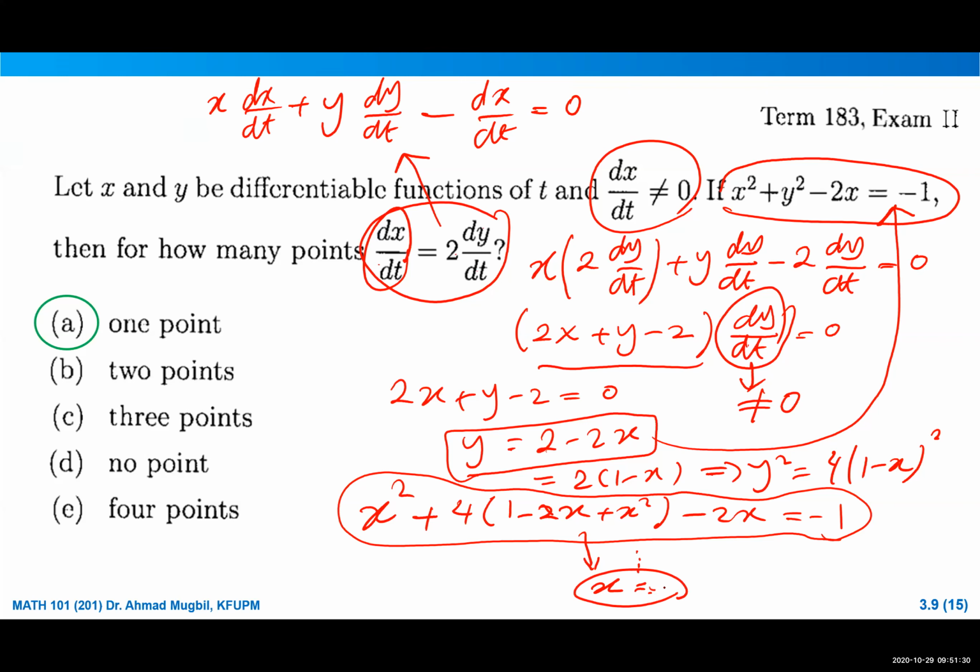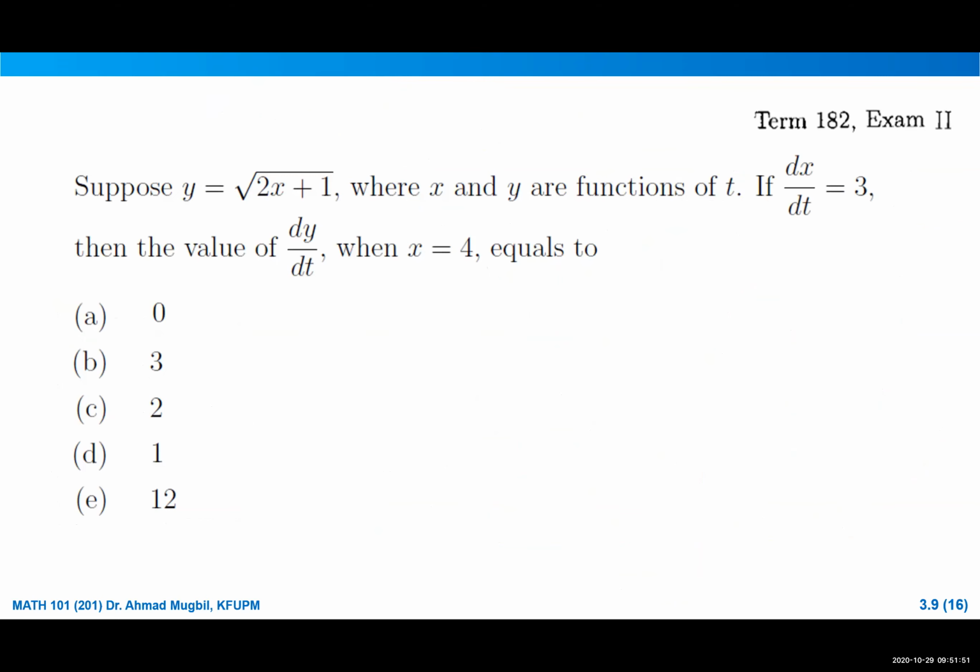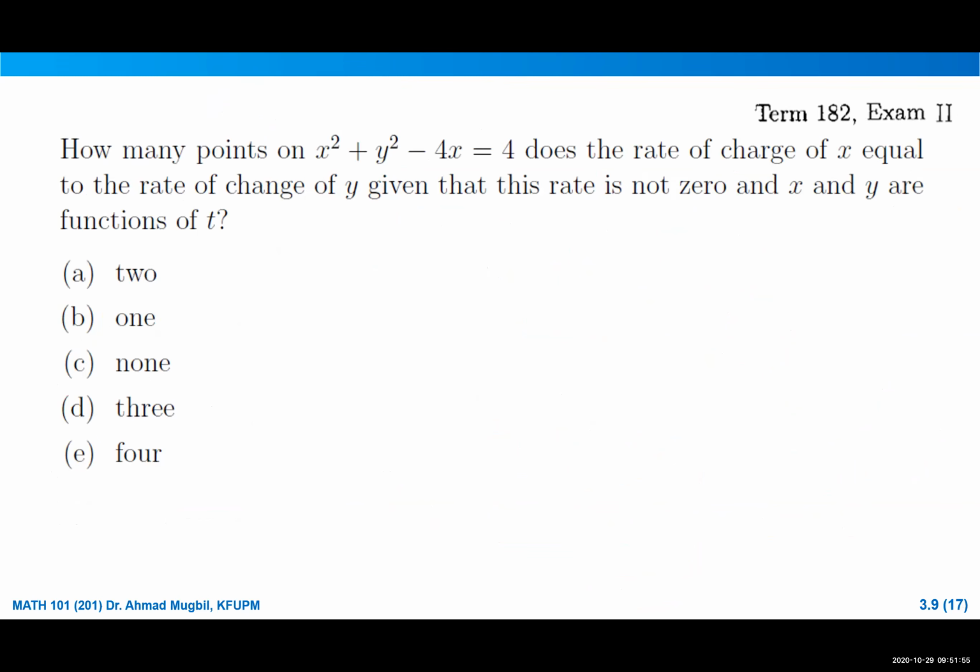If you have x, come back here and substitute x to get y. He didn't ask what x and y are exactly. He just asked how many x values and y values you have. So how many points? Points, guys, means x coordinate and y coordinate. So we have only one point here. There are questions like this. This is similar to this idea, and it is solved.